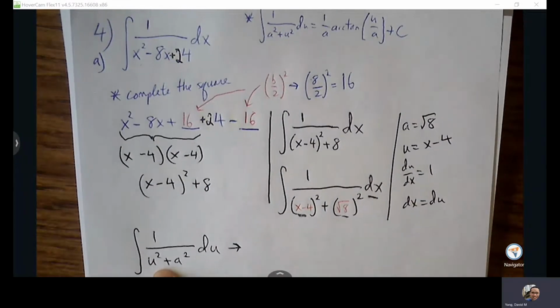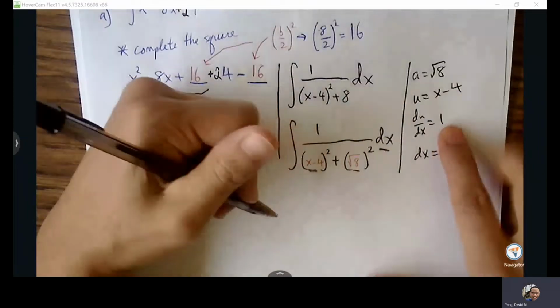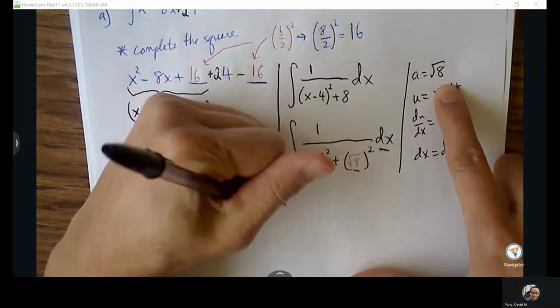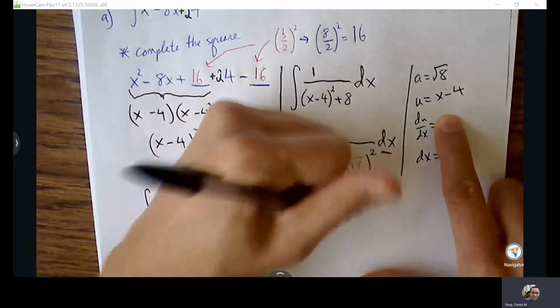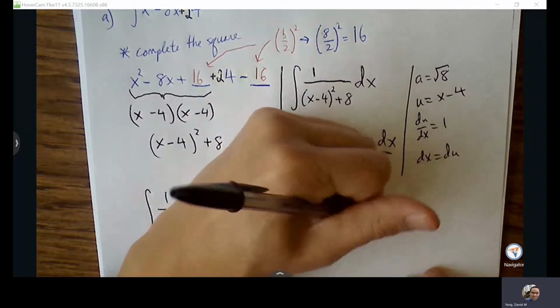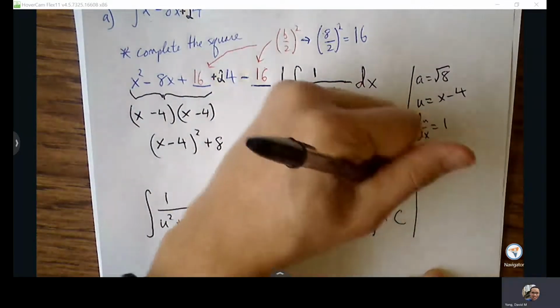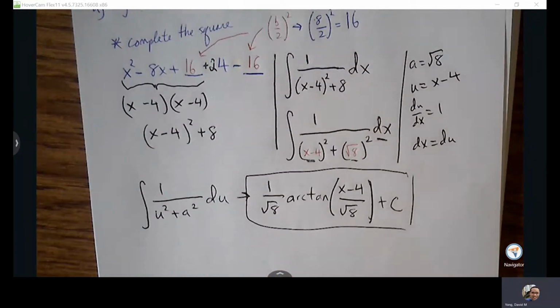So now we're jumping directly into our rule here. So 1 over a, our a is root 8. Our tangent of u over a. No need to rationalize the denominator. You can leave your denominator with a radical, that's fine.